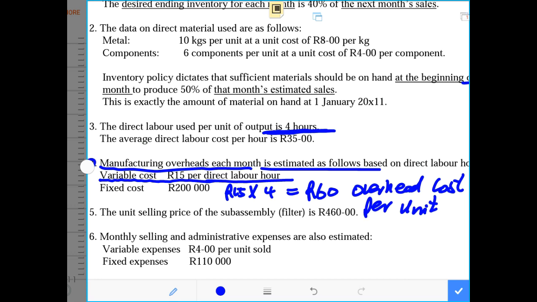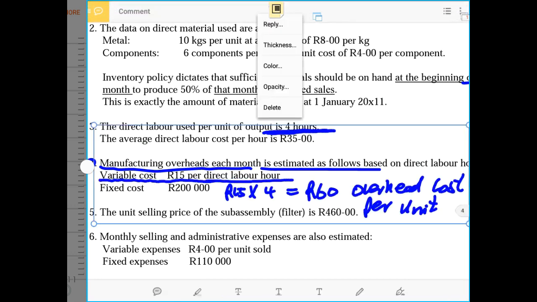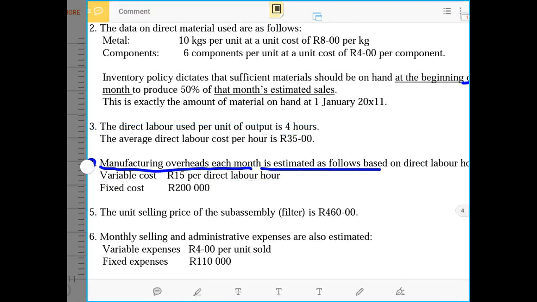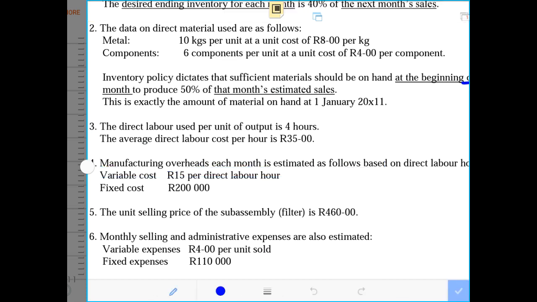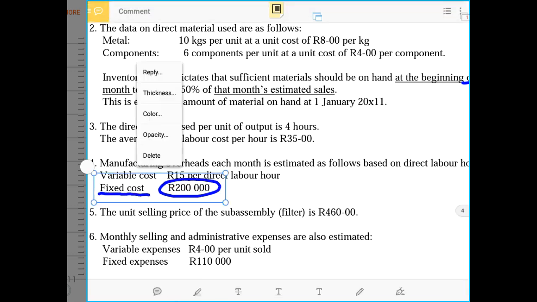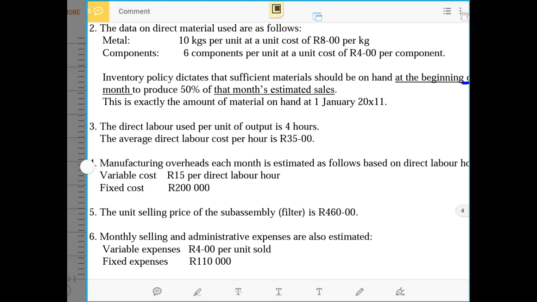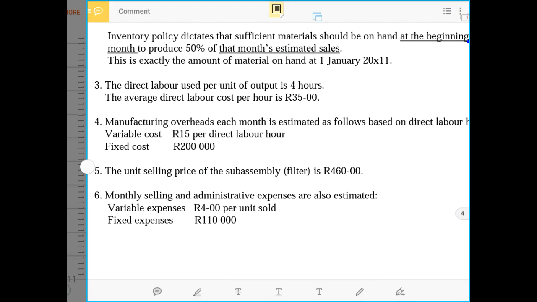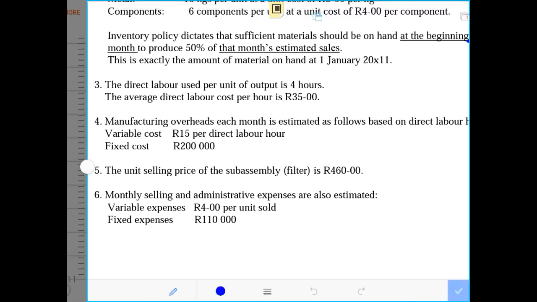However, I will still do that along the way when I do the actual budgets. Then we are also given our fixed cost in total as 200,000 rands. So that is the total fixed overhead cost that is given as 200,000 rands. Now let us continue and go to number 5. Number 5 says the unit selling price of the sub-assembled filter is 460.